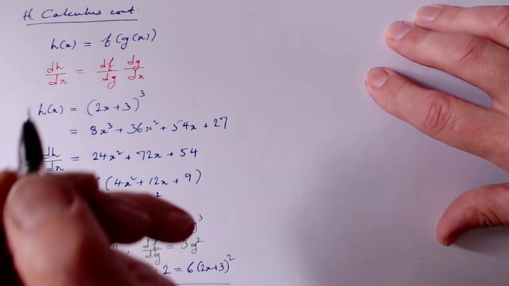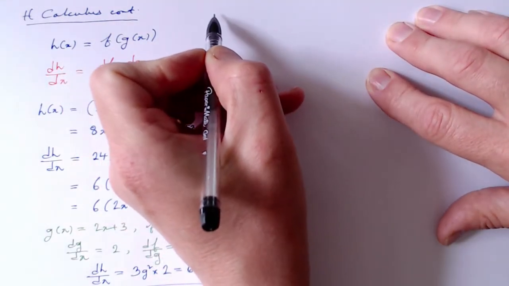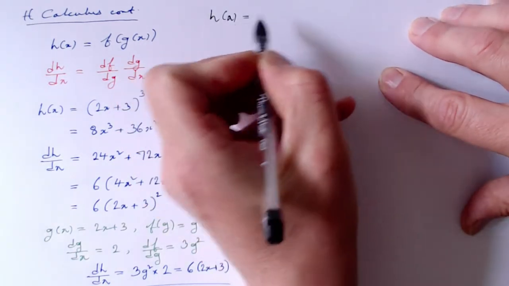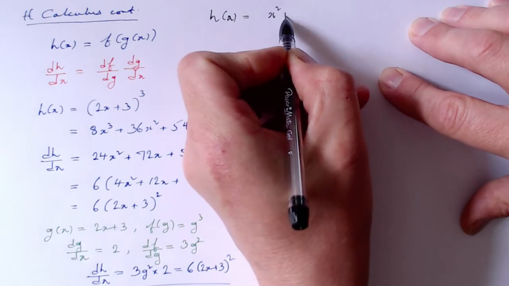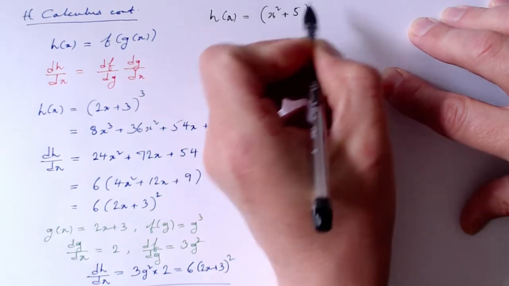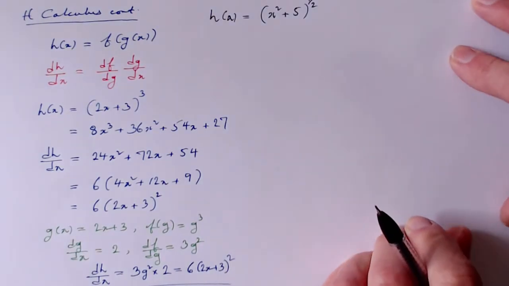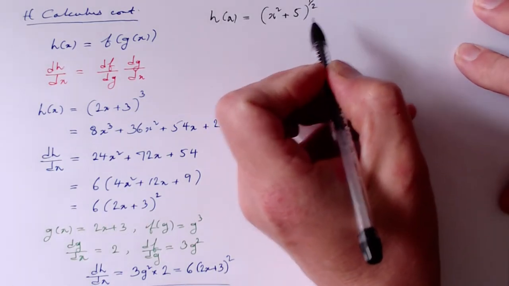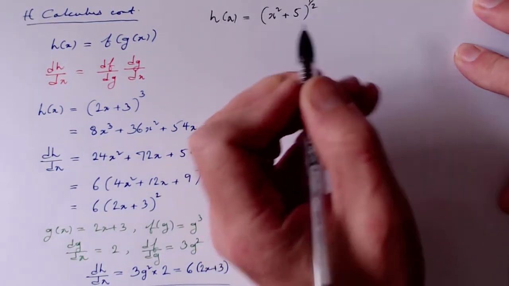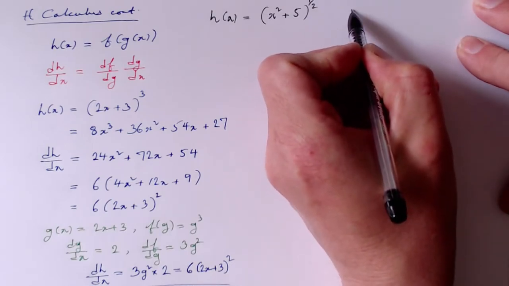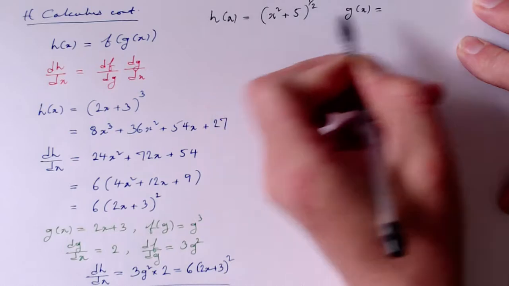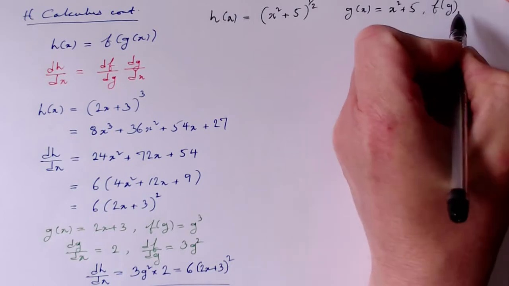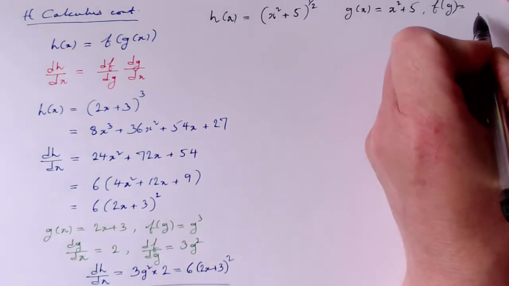So let's look at a slightly more complicated example. Let's look at h of x is equal to, let's say, a slightly more interesting function inside, x squared plus 5, for example. But let's have this to the power of 1/2. Now, with the chain rule, you always want to identify the inner and the outer functions. So the inner function, g of x, is x squared plus 5. And the outer function, f of g, is simply g to the power of 1/2.